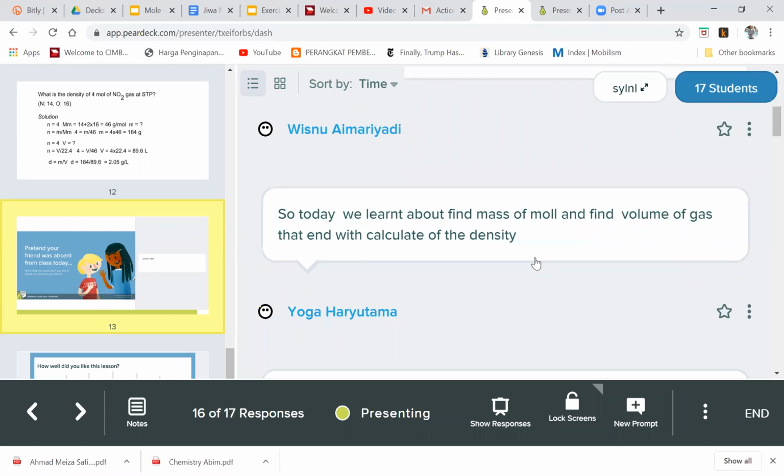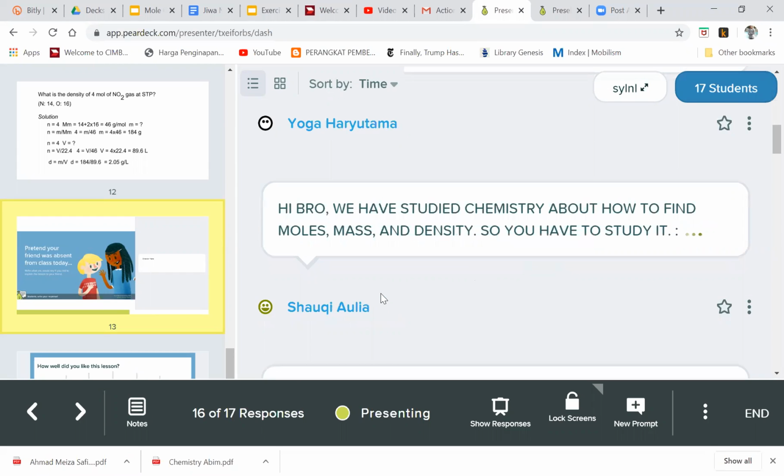Yoga says: today we learn to find the mass of moles and find the volume of gas, ending with calculating the density. Good, it's very good also. Sauki is writing the answer like he's talking to his friend: Hi, bro. We have studied chemistry about how to find mole, mass, and density. So you have to study it. Very good answer, Sauki. Thank you.